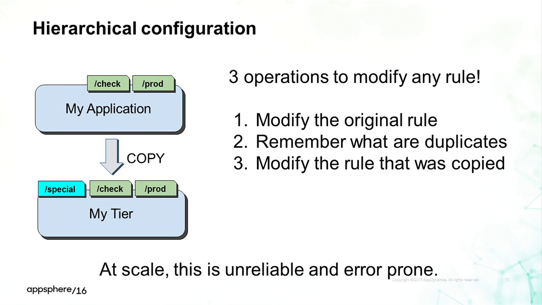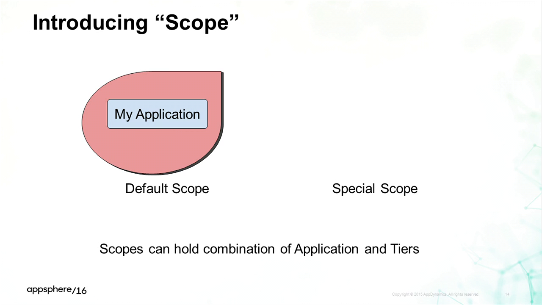So there are too many human interventions here, right? It's not very scalable, and it's very error prone. If you forget to change the other rule, it might not be the end of the world, but you don't get the business transactions that you need. So it's error prone, obviously, so we want to change it. That's why we are introducing what we call the scope.